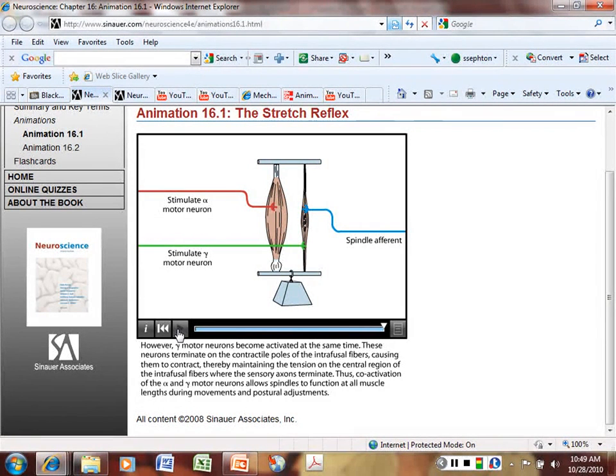You do maintain muscle tone while you're asleep, yeah. Otherwise, your muscles could get damaged. They have to be sort of able to adjust to whatever position you're in. Yeah, good question.